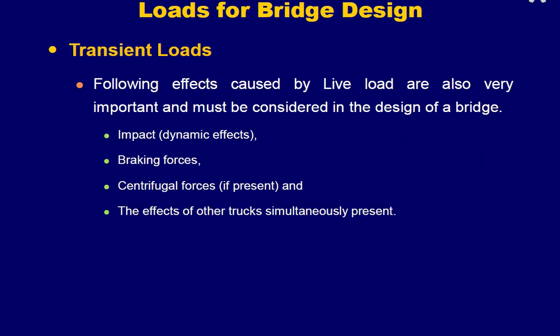Further elaborating on the transient loads, the following effects caused by live load are also very important and must be considered in the design of a bridge. This includes the impact and its dynamic effects, for example, the impact of a big boulder, like a piece of rock, on the pier, or impact from a truck, or impact from any kind of moving mass. So it will have some dynamic effects on the bridge, depending on which element of the bridge it is hitting, with what speed and what mass.